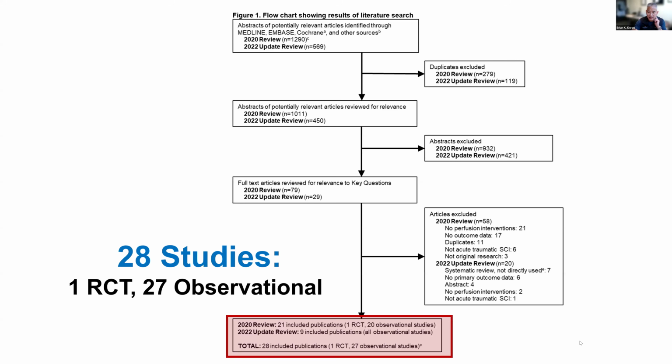And in summary, we had 28 studies: 1 randomized controlled trial and 27 observational studies. This included many of the studies that we had reviewed in the 2020 systematic review, but also included 9 subsequent papers that had been published in the meantime.